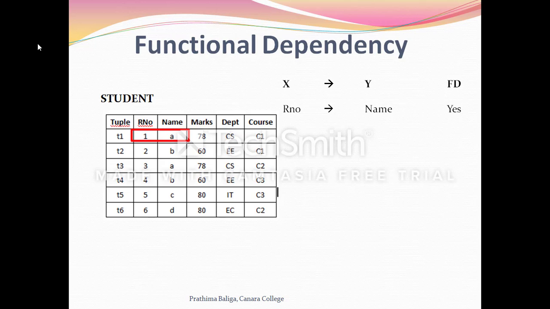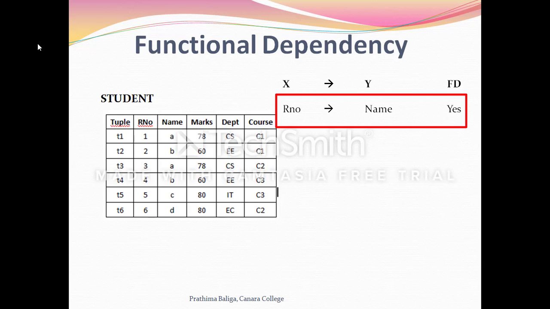In tuple t1, rnum's value is 1, name is A. In tuple t2, rnum's value is 2, name is B. In t3, rnum value is 3, name is A. In t4, rnum value is 4, name is B. In t5, rnum is 5, name is C. In t6, rnum value is 6, name is D. Value of X is not repeating, meaning value of X determines a unique value of Y. Therefore, a functional dependency exists from roll number to name, or we say rnum determines name.